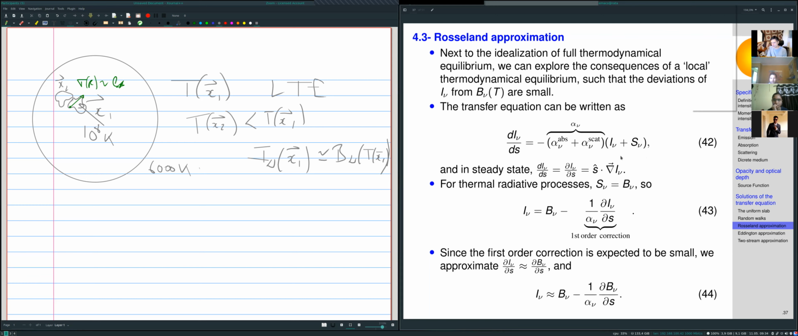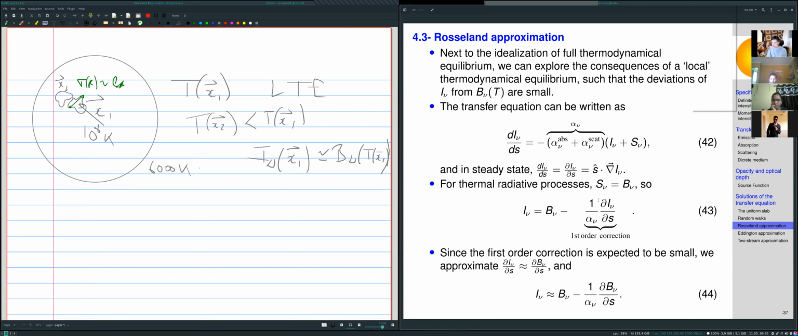This is the standard transfer equation, equation 42. It's in the case of isotropic scattering, where we factorized alpha scat from I nu. We're looking at a ray in some direction given by unit vector s. And we group together the absorption and scattering coefficients inside this single absorption coefficient alpha nu.